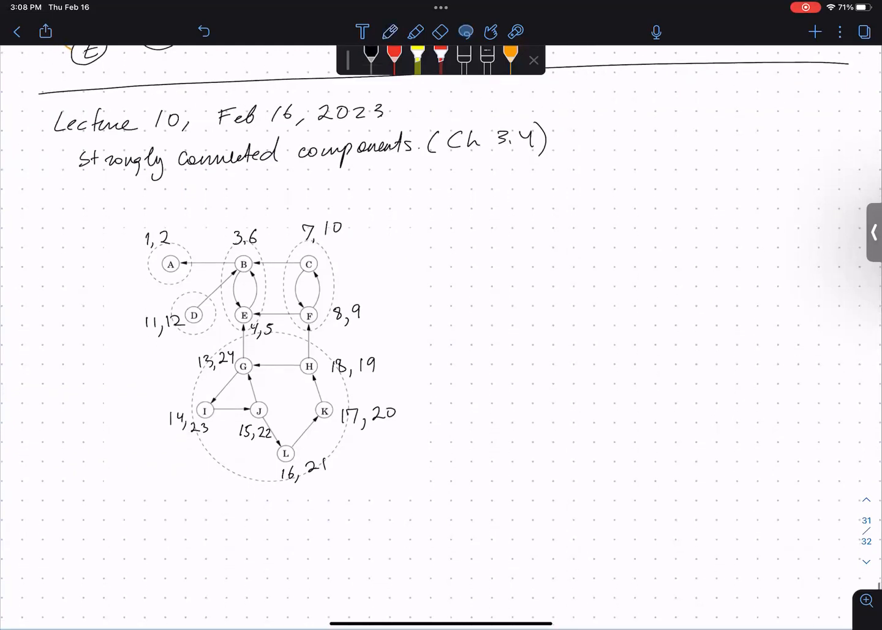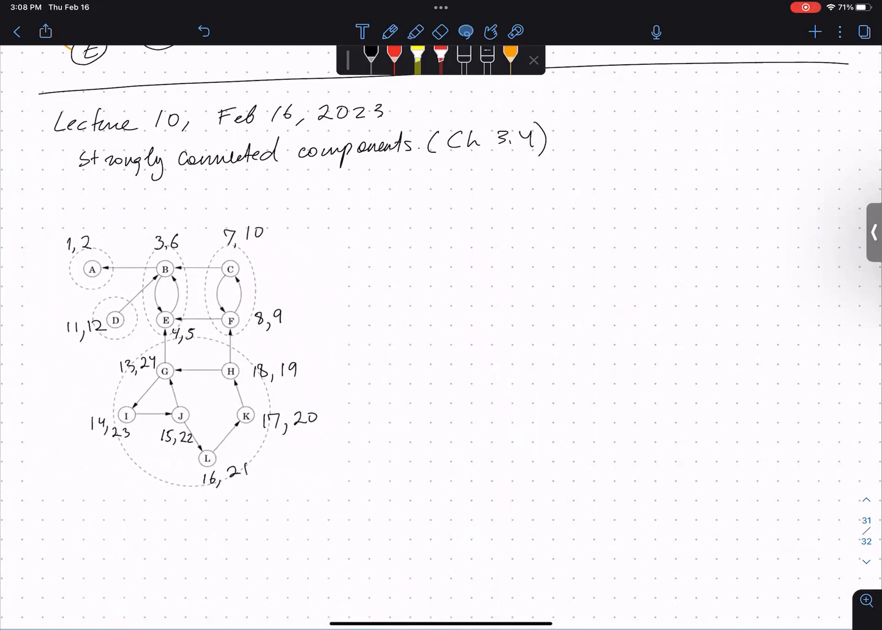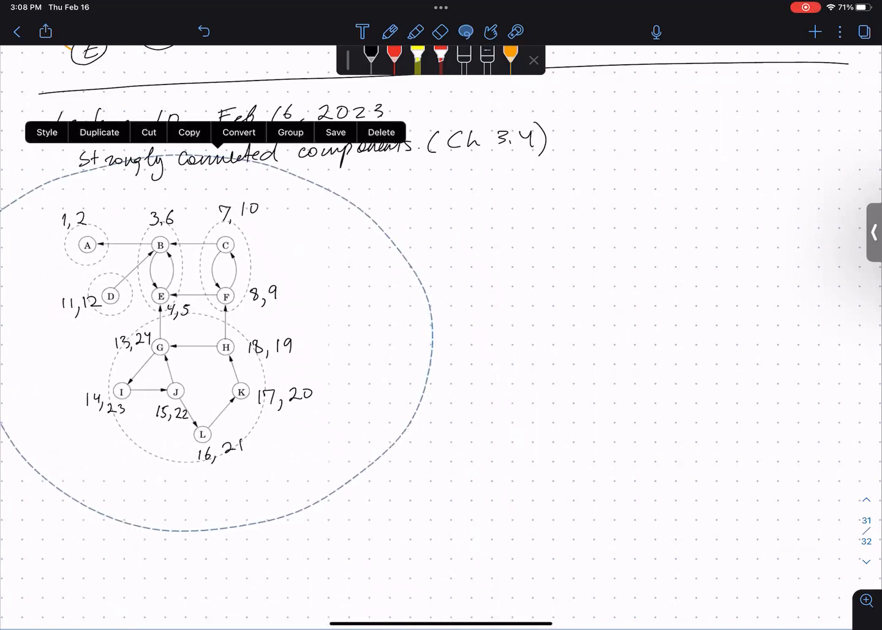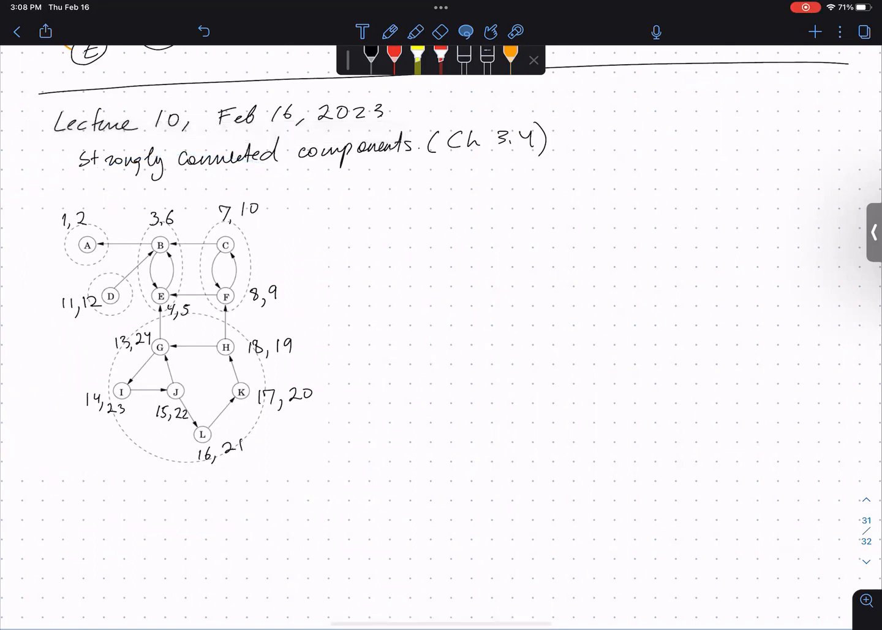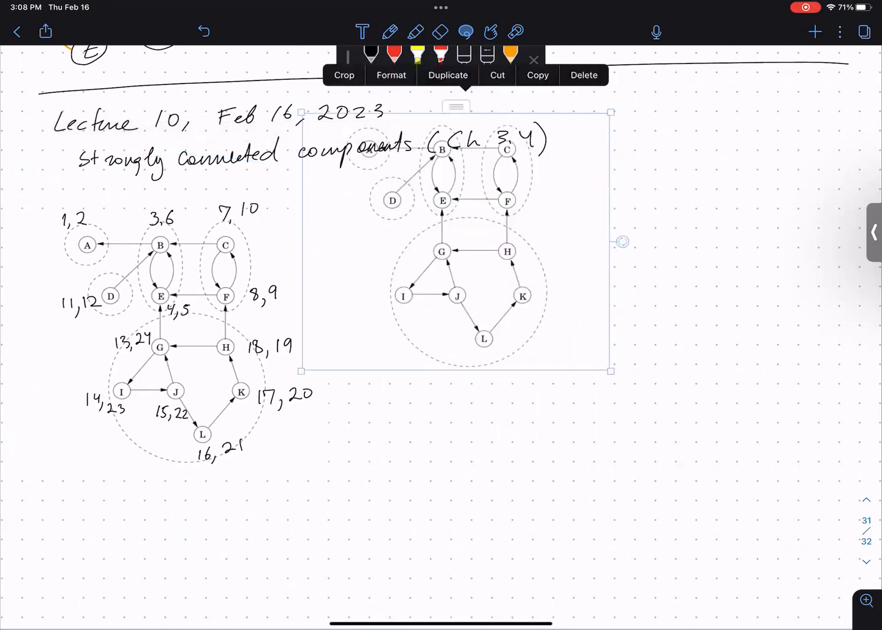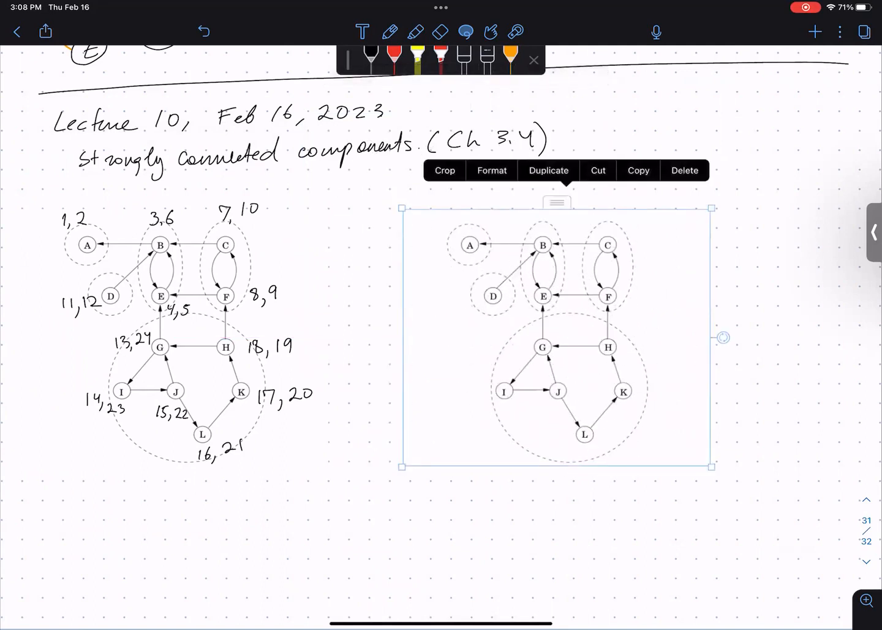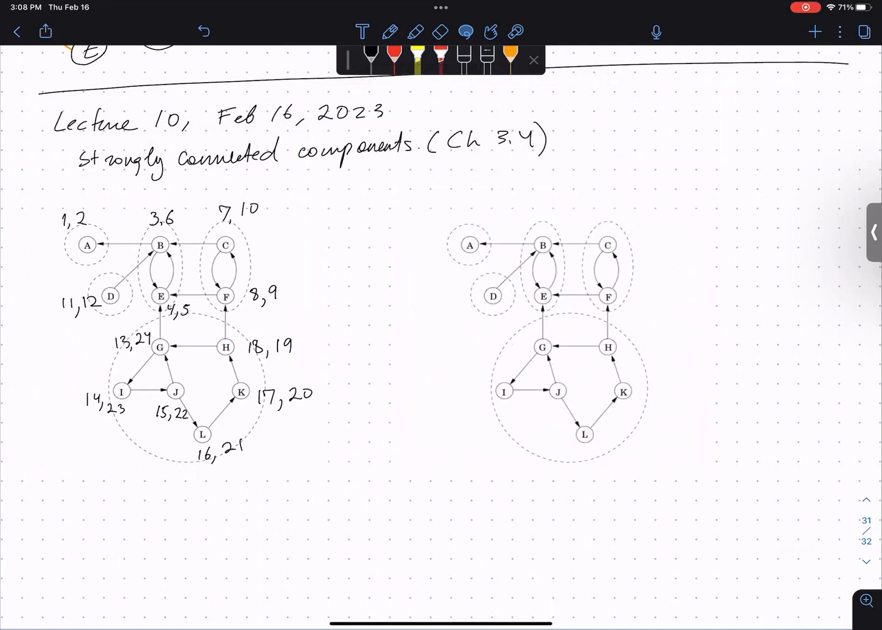Another copy of the graph. That's all cleaner.